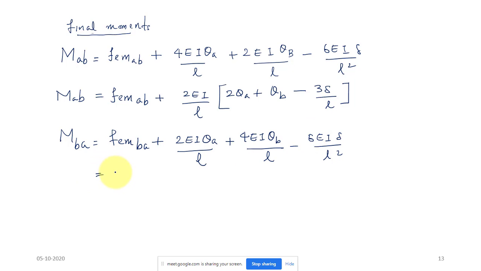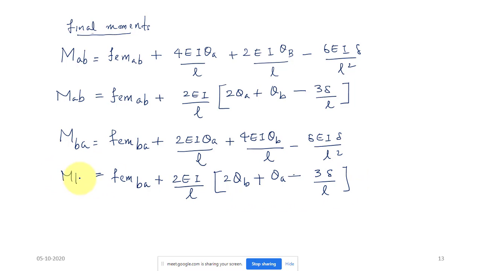This one we can simplify: FEMBA plus 2EI by L into, you will get the same equation, 2 theta B plus theta A, because the 4 is coming here, and minus 3 delta by L. So this is your MBA. You can say that it is my final equation, the relation between your end moments MAB and the degrees of freedom, rotation and deflection. This is the first equation, and this is your second equation.